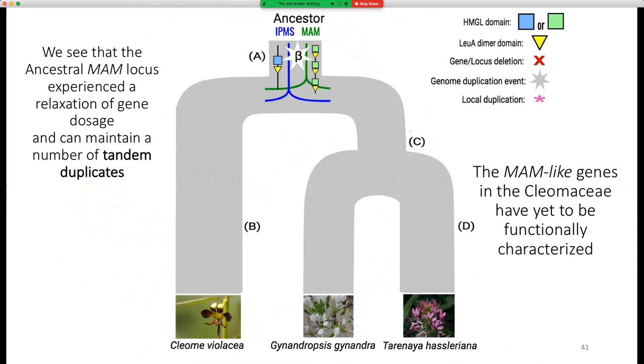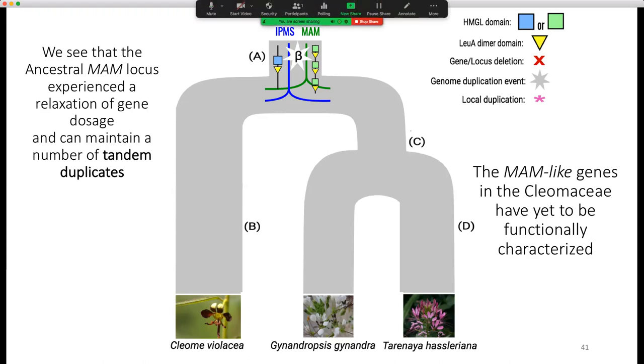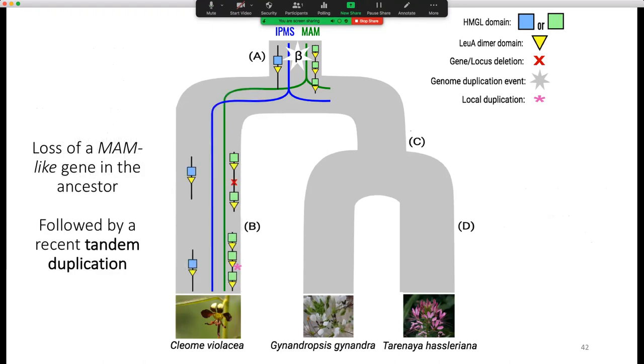Though you may have noticed, we have a leucine dimer domain, which is not supposed to be the case, or is definitely not the case in the Brassicaceae, the loss of which is considered to be a critical step in MAM. So we don't actually know how this has been functionally characterized, or if these genes are actually involved in glucosinolate biosynthesis at all, because people haven't directly looked at that. The loss of the MAM-like gene ancestors.